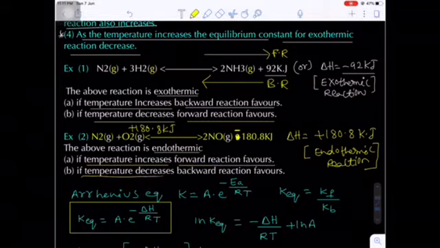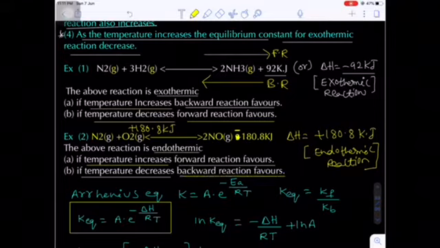Let's suppose the temperature decreases. The system tries to compensate it by releasing heat energy. So in which direction is heat energy released? In the forward direction heat energy is absorbed, in the backward direction heat energy is released. That's where the reverse reaction, that is the backward reaction, is favored.